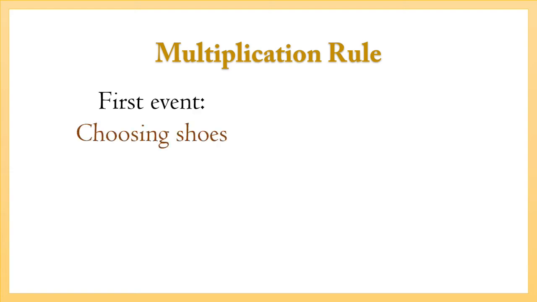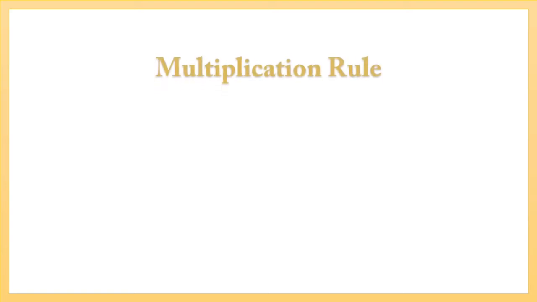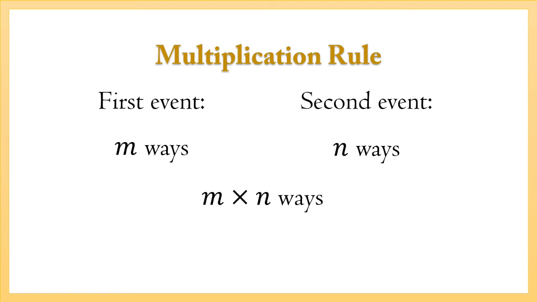We can generalize this by using the multiplication rule. The first event is choosing shoes. We have 2 ways, either blue or black shoes. The second event is choosing socks. We have white socks, gray socks, and black socks, so 3 ways to choose the socks. How many ways to match the shoes and socks is 2 ways times 3 ways, so we get 6 ways. Therefore, the multiplication rule tells us that if the first event occurs in m ways and the second event occurs in n ways, both events can occur in m times n ways. The multiplication rule is important for us to understand the permutation and combination later on.